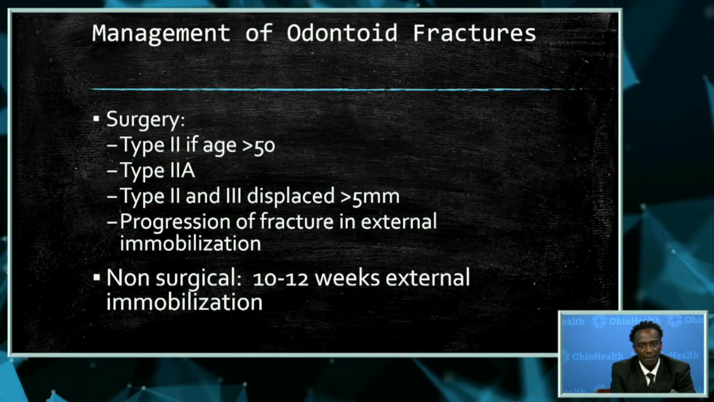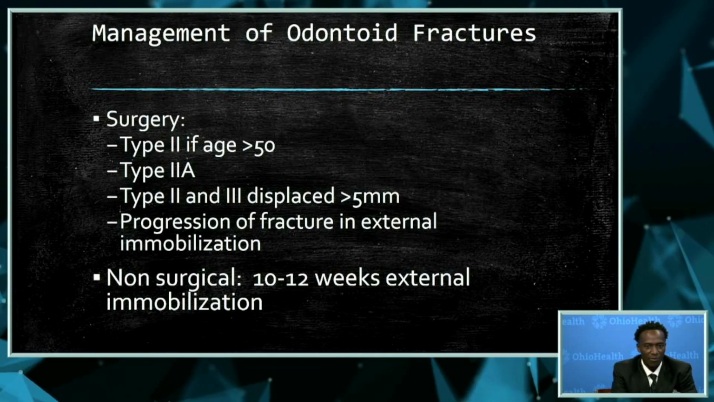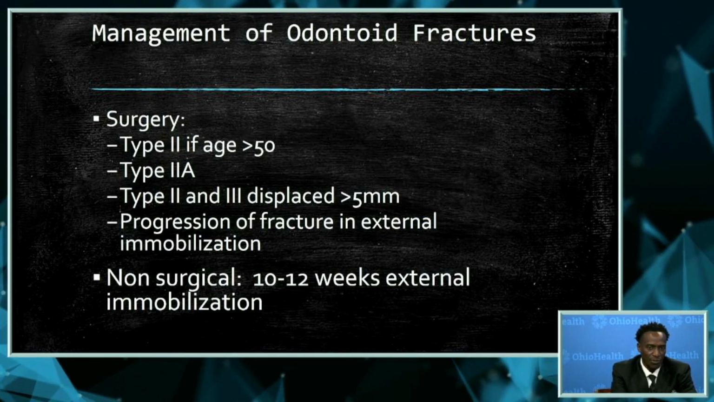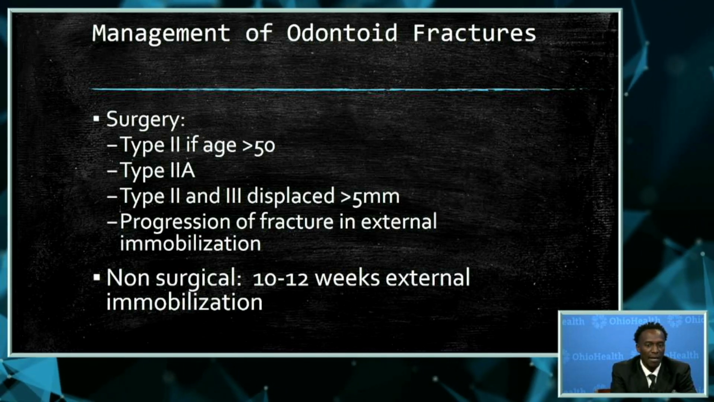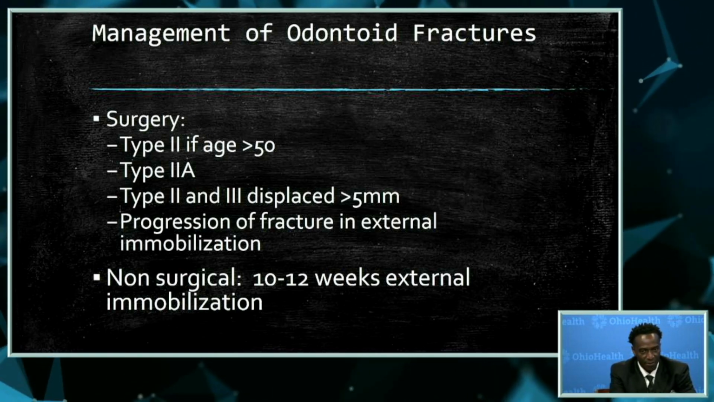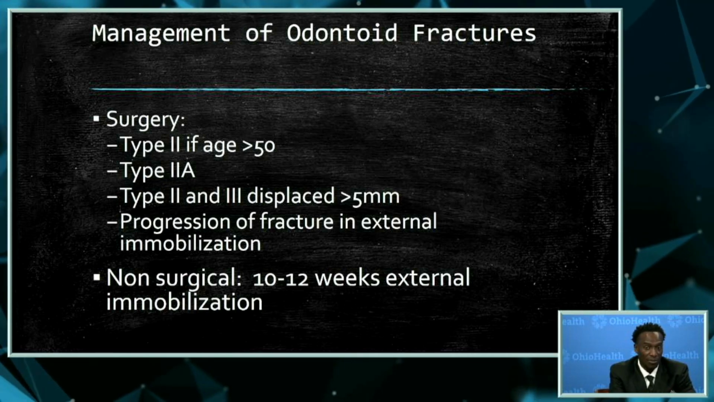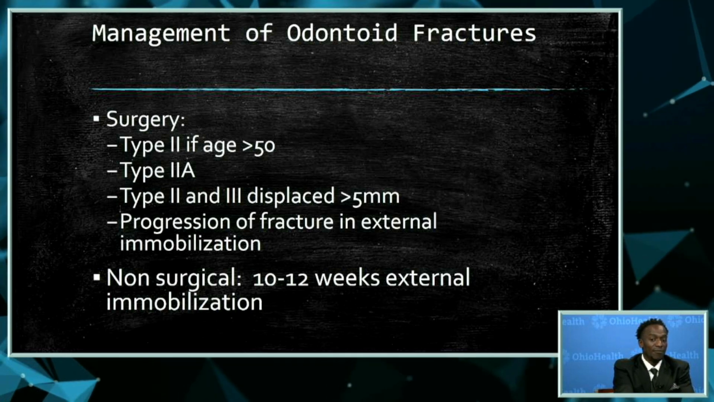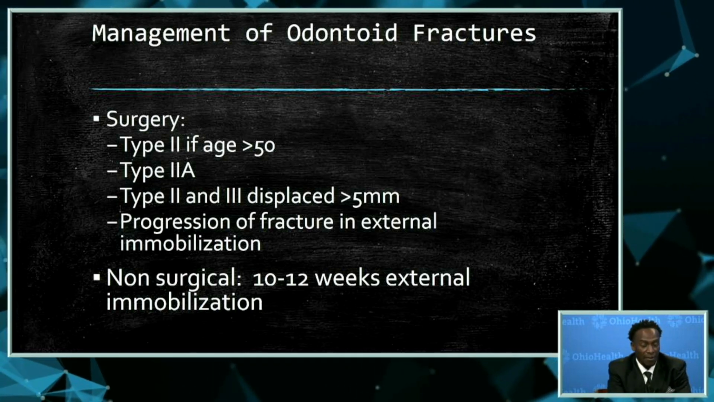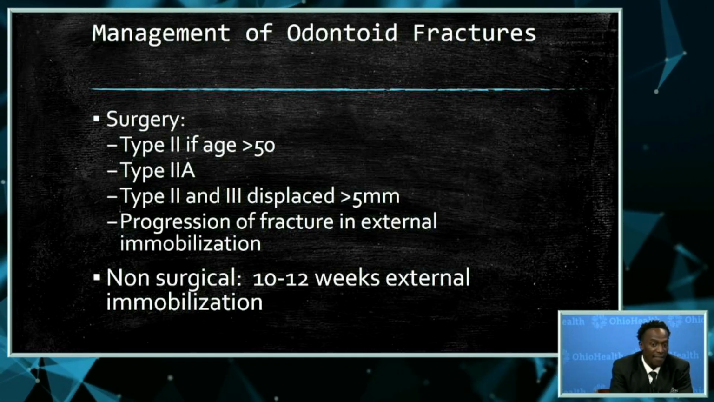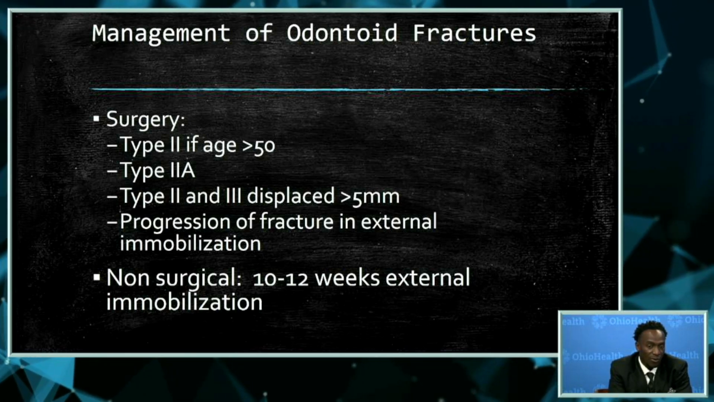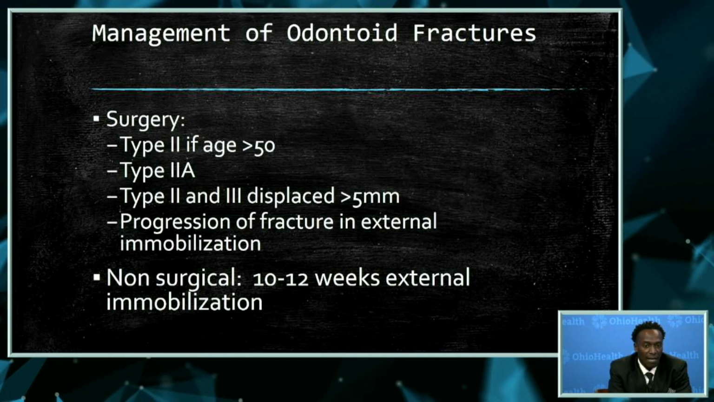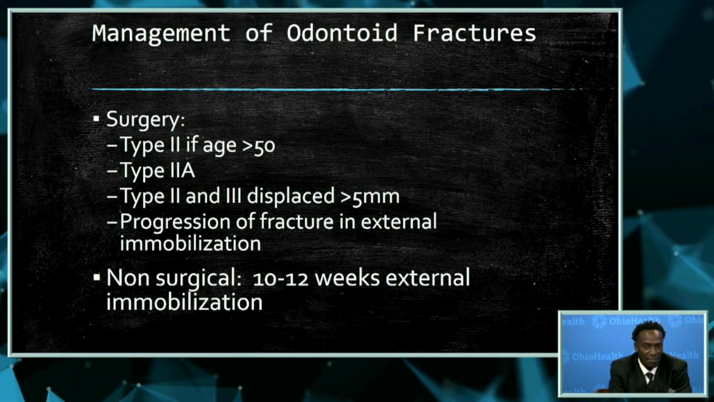There's different types. Now, I'll go over the management of odontoid fractures. For type 2, surgery is recommended if their age is greater than 50. So if you have a non-displaced odontoid fracture and the patient's age is over 50, then typically these patients will develop a non-union and typically will progress to displacement. So you want to fixate these patients.